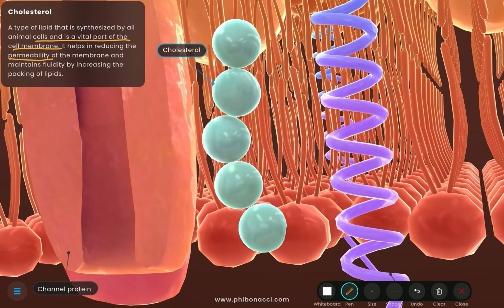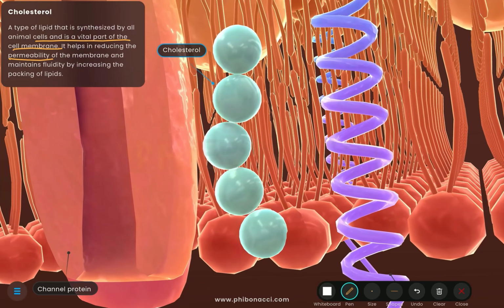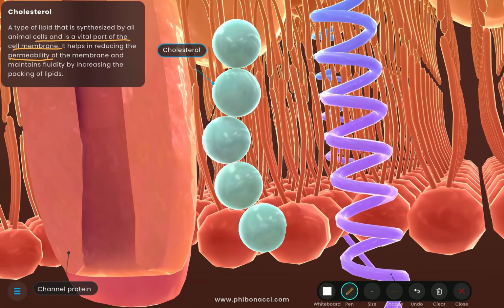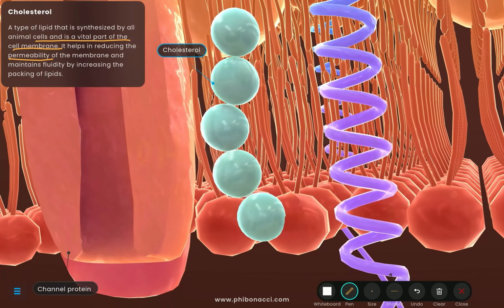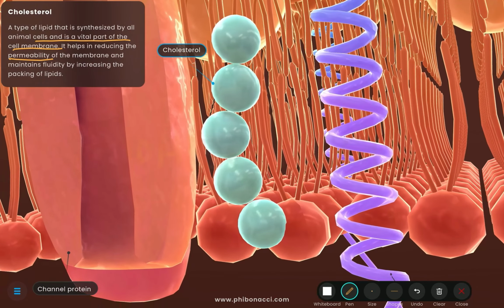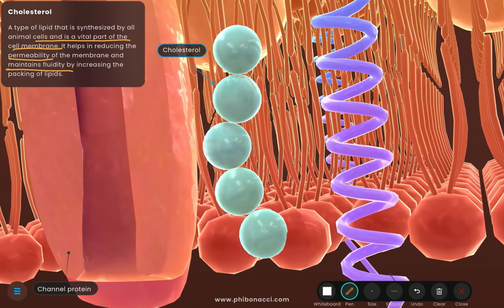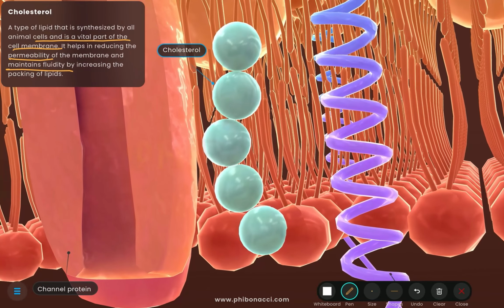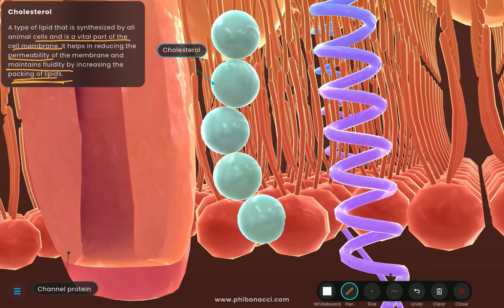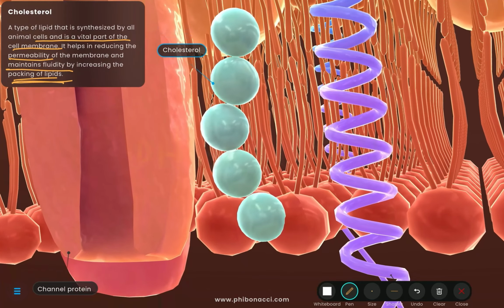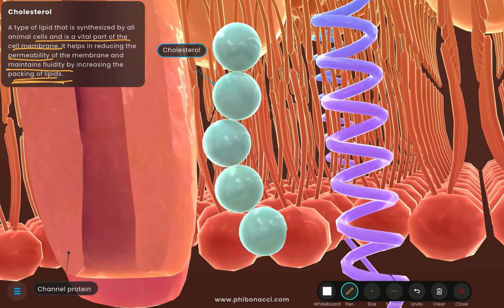Why? Because it helps in reducing the permeability of the membrane. It is actually making the membrane very specific. It also helps in maintaining the fluidity. The cell membrane is not a rigid structure, it's a fluid structure, so it maintains the fluidity also. And another important function of cholesterol is that it helps in the packing of the lipids, because the majority component of the cell membrane is lipids, so that is also helped by the cholesterol.